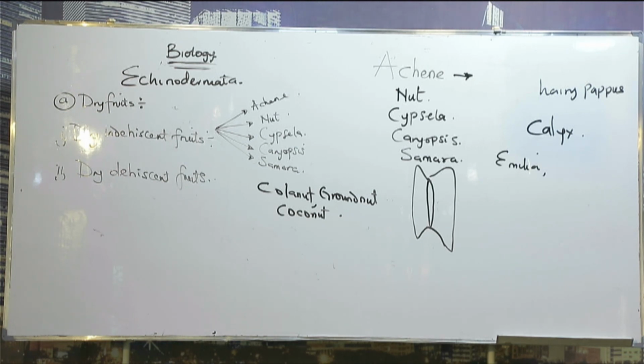So, what is an achene? Please, can someone give me the definition of an achene? Please, be fast. It has a simple pericarp. So an achene can also be a nut, right? So what is now a nut?